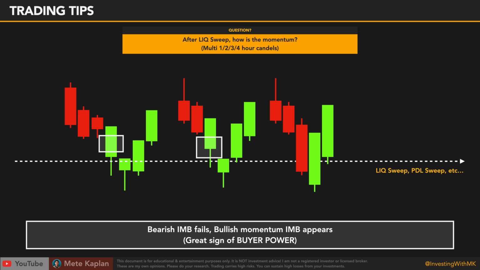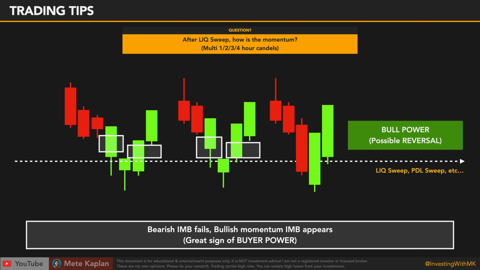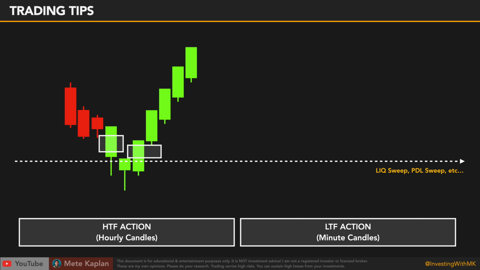And watching the imbalances in the area will help you a lot. Failing bearish imbalances followed by bullish momentum imbalances is just great for us as bull traders. Okay, in the hourly charts, we solved this price action. Then how can we trade this? This is the main question, right?